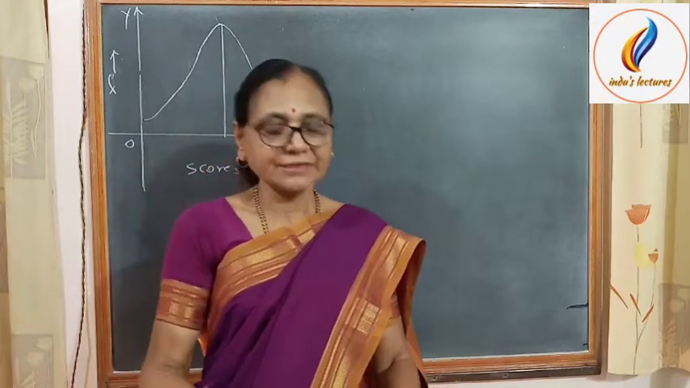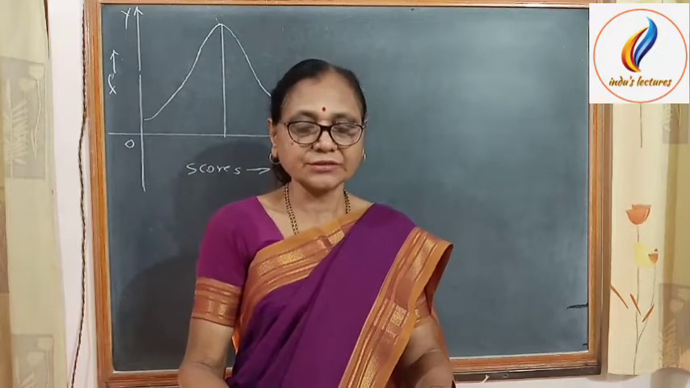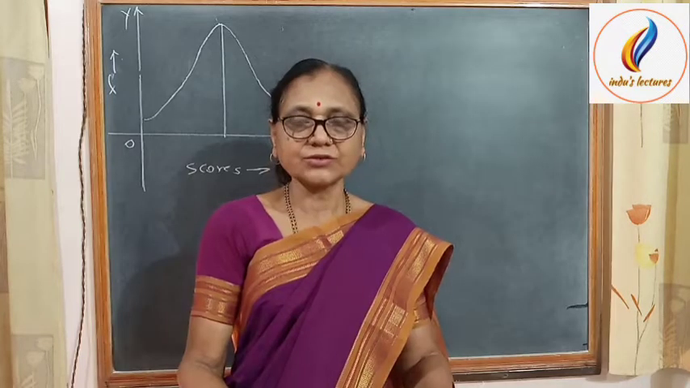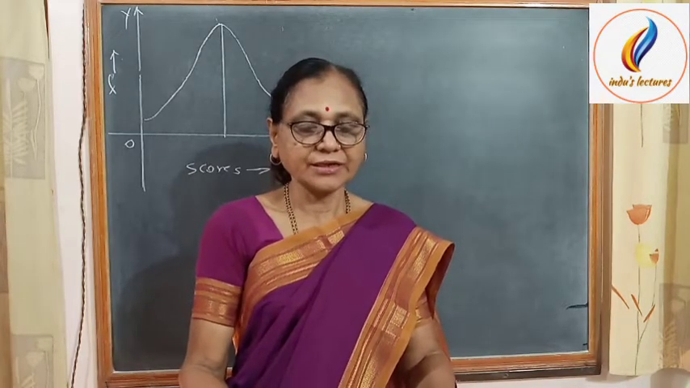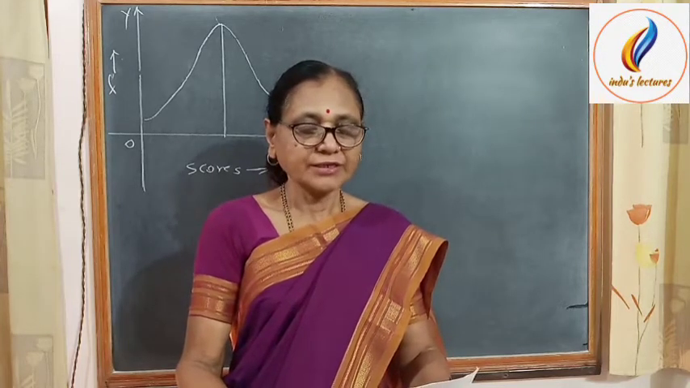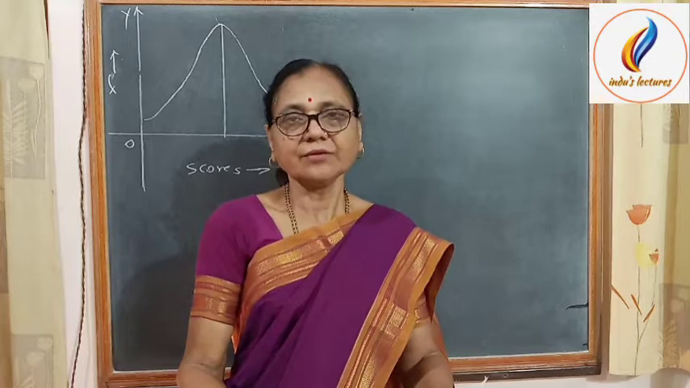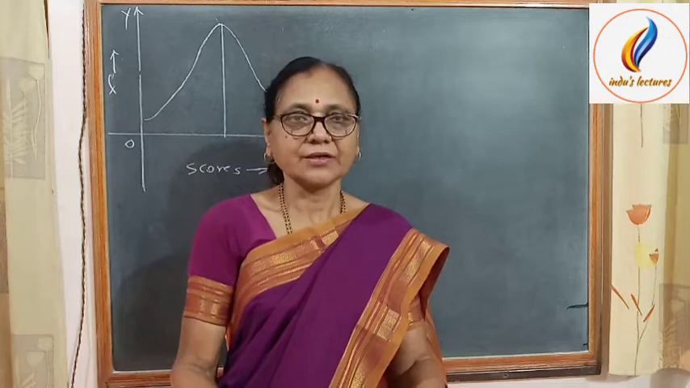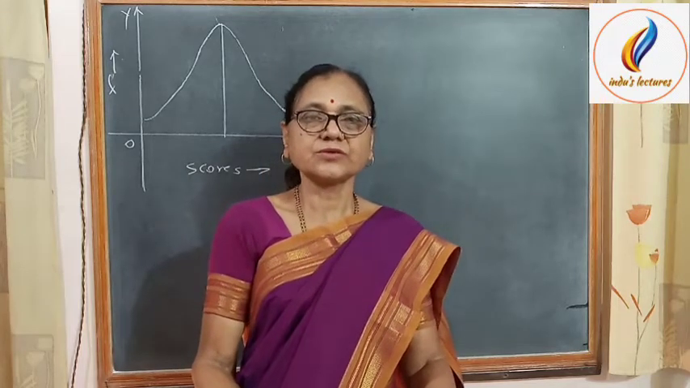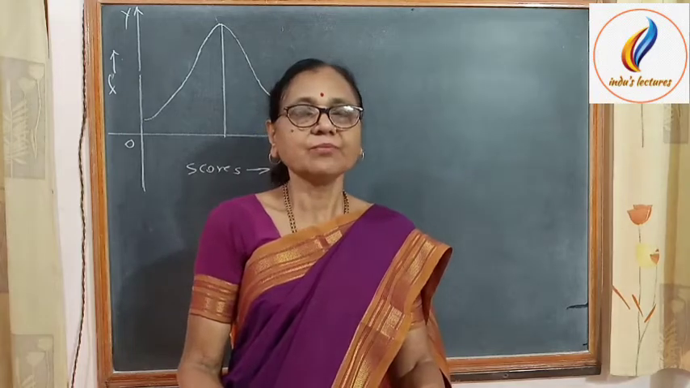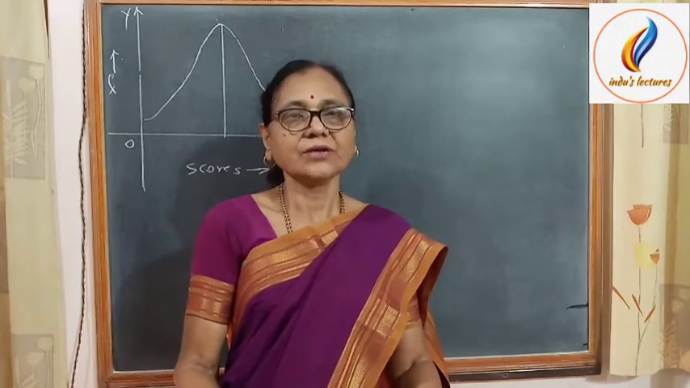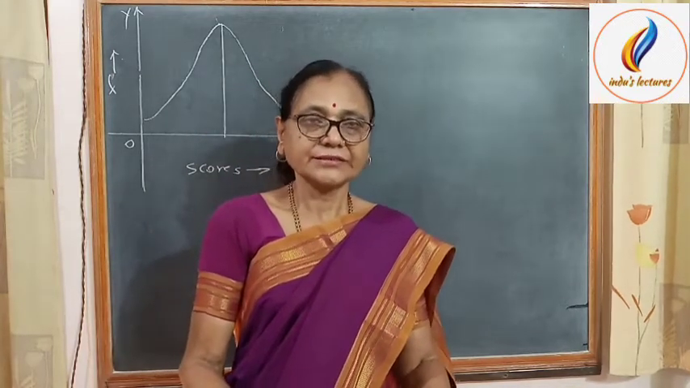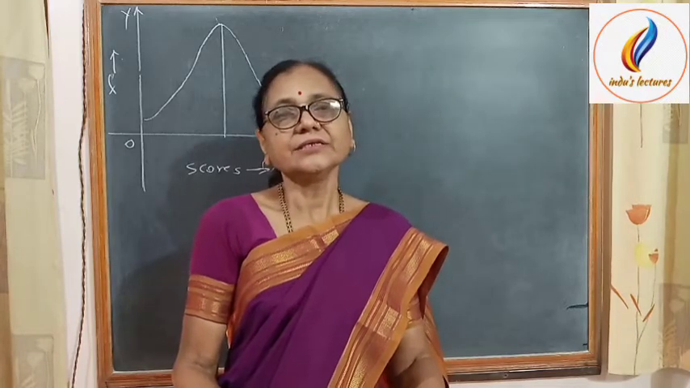Now let us consider the example. In a sample of 50 students, the mean of a certain test is 15.20 and the standard deviation is 2.8. Assuming normality of distribution, find how many individuals score between 11 and 15. That means the score limits are given, 11 and 15. The mean and standard deviation of the distribution are also given. The total number of sample points is given as 500. Now we have to find the percentage of cases lying between these two score limits.